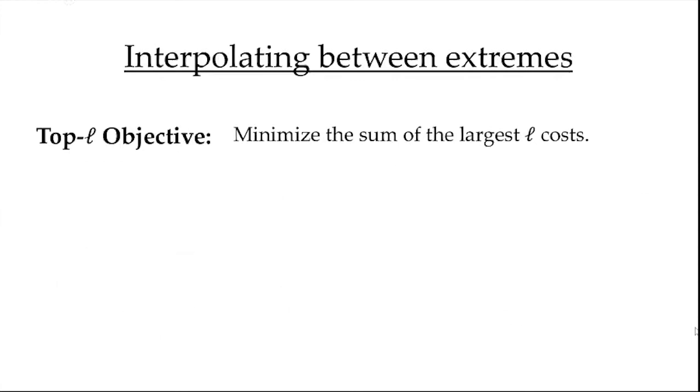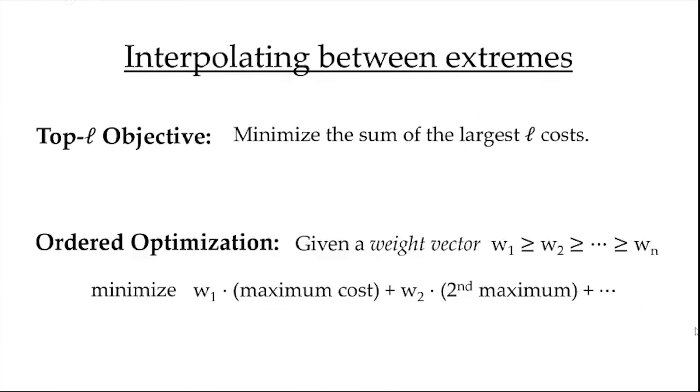You can be more nuanced, and this will be a little bit of a mouthful, which is the ordered objective. The name is coming from the operations research literature. Here you have a weight vector, W1 at least W2 at least ... at least WN, where N is the number of agents or clients. You want to minimize W1 times the maximum plus W2 times the second maximum, and so on and so forth. This generalizes the top L if the weight vector was L 1s and N minus L 0s, but it could be anything. So what is the complexity of this problem? For your favorite optimization problem, you could ask such a question.